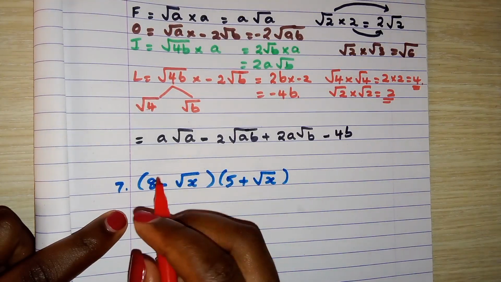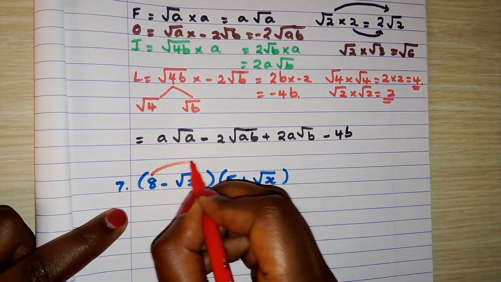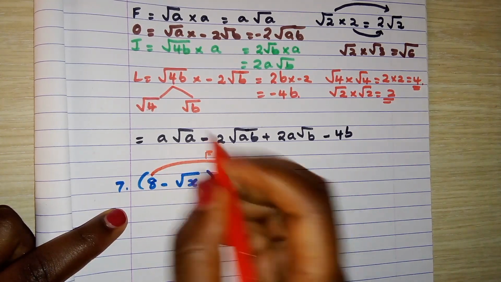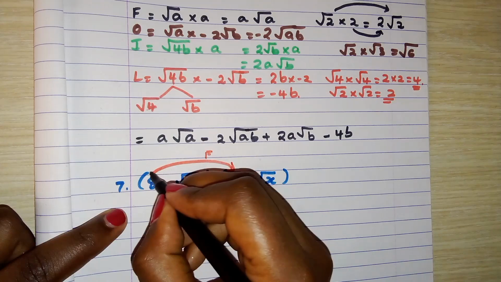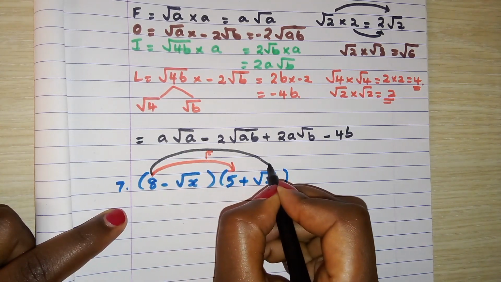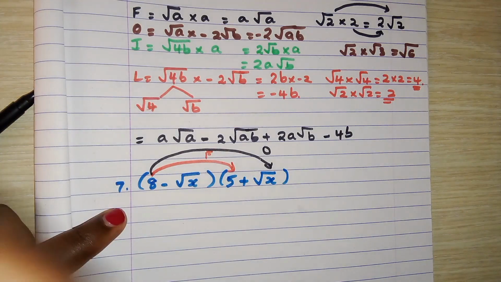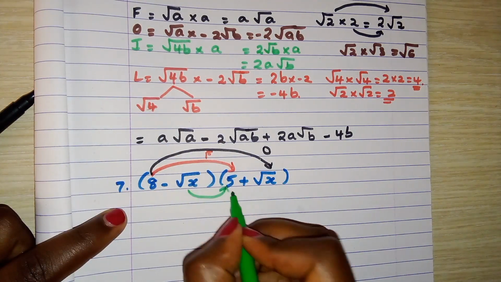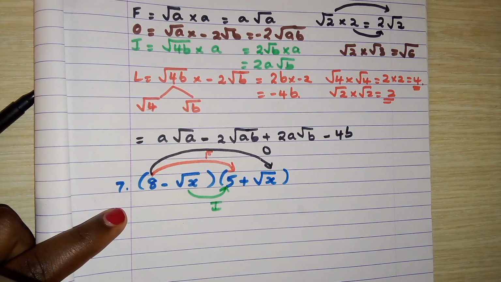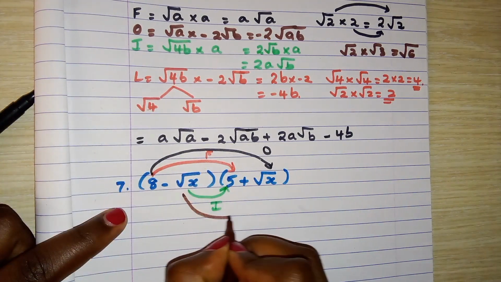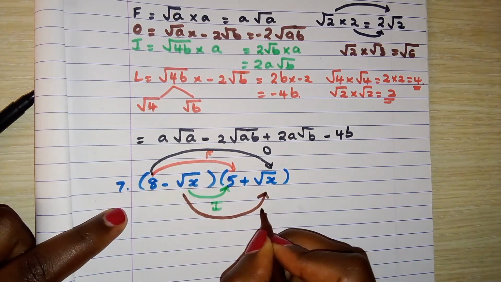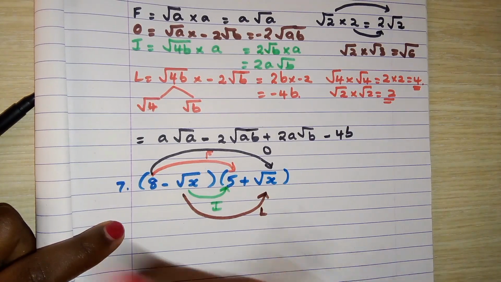Okay, number 7, let's do a similar question. So we put the letters, that is F, O, inside and last. By the way, make sure to pause the video and try it by yourself. See if you can get it. I know you can.